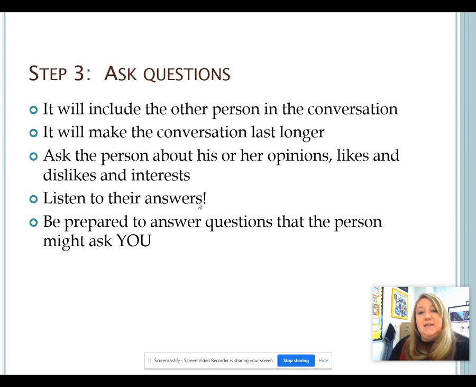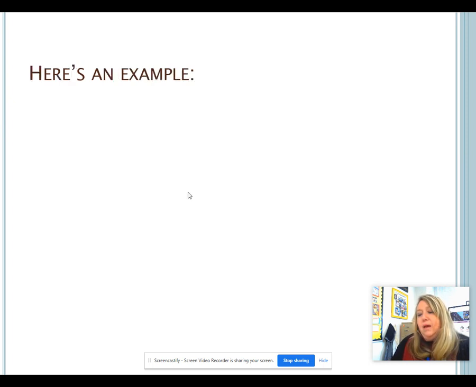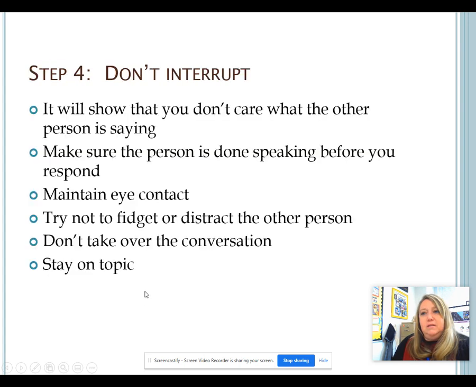It's good to ask the person about their opinions, their likes, their dislikes, and their interests. Listen to their answers, which is step 4, really. And then be prepared to answer the questions that the person might ask you. So, more than likely, they will ask you a question, and you have to then be ready to answer their question. Here's where we will put examples of asking questions.